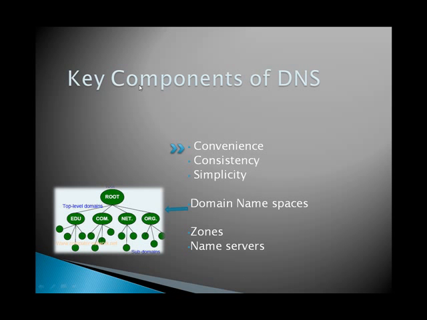Key components of DNS: convenience, consistency, and simplicity. Pretty much the picture that I'm showing you right here is what a domain namespace is. It has zones and name servers. As you can see, you have your root at the top, then your top level domains, and then they branch down into sectors, and then they go down into your subdomains. Kind of like a family tree, you know.